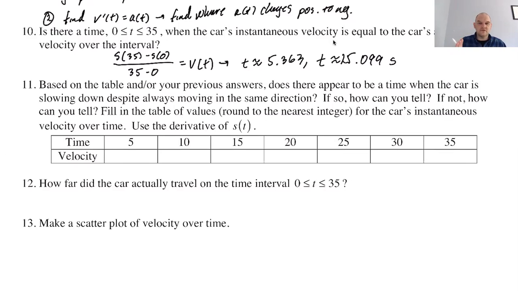So let's do the next part, which seems completely unrelated. Fill in the table of values for the car's instantaneous velocity over time. Use the derivative of s of t. So instead of using the table and approximating, we're going to use v, which is the derivative with respect to t of s. And this is a calculator thing. So let's go and do that.